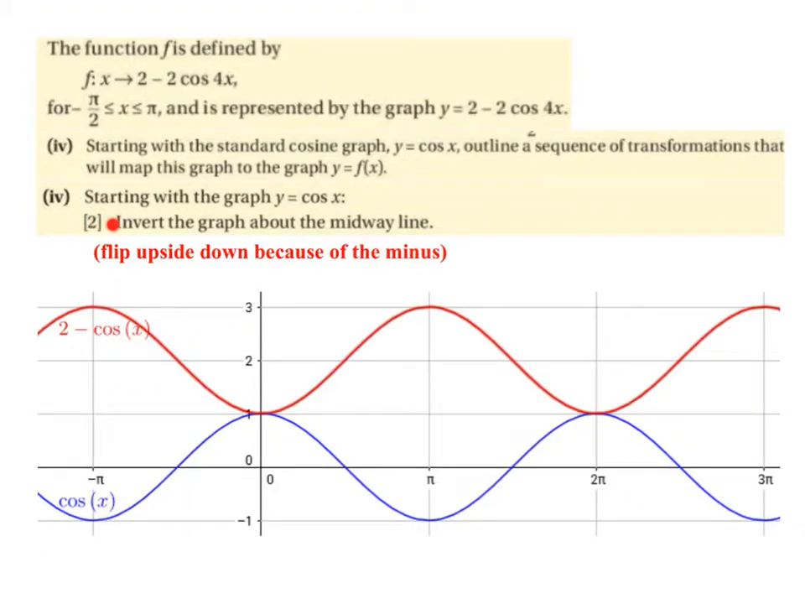Step 2, we invert the graph about the midway line. So basically flip it upside down because of the minus. Since we have a minus 2, we flip it upside down. Again, the blue line is the graph y equals cos of x, and the red line is the graph of y equals 2 minus cos of x. So it's basically the graph of y equals cos of x flipped upside down, but also moved up 2 units. So the midway line is now y equals 2.